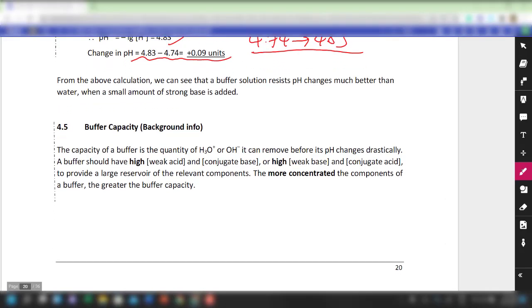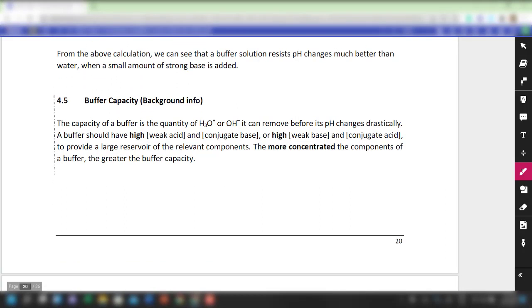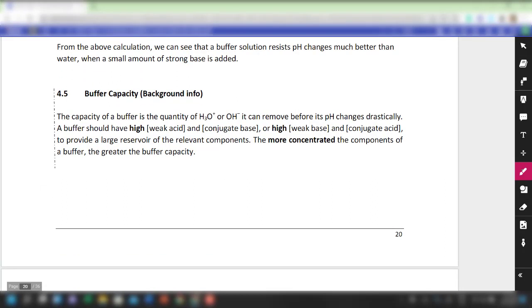Okay, next we'll move on to buffer capacity. Okay, so I think you can read the paragraph given to you over here.